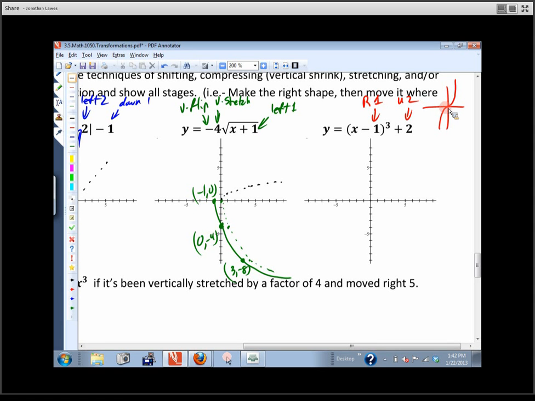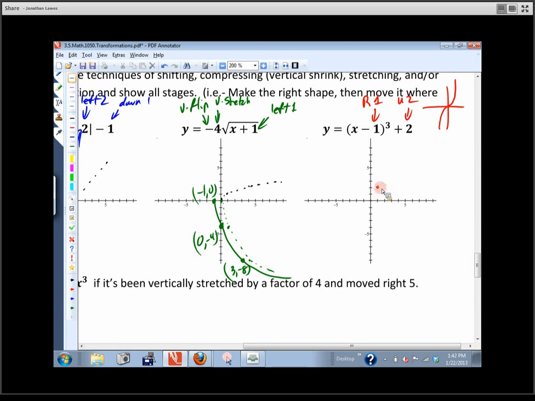Now, kind of like when we were doing parabolas in 1010, if you keep track of that middle point, on a parabola it's a vertex. Here, it's just that central point, the point of symmetry, if you want to call it that. We're going to take that point and move it to the right 2, to the right 1 and up 2. So we're going to put it right here.